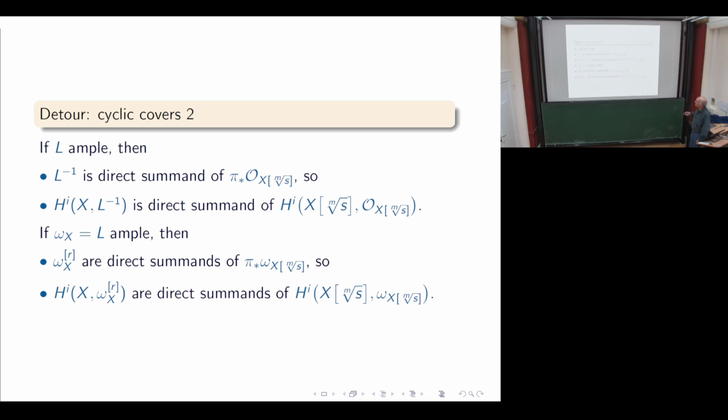So, and then similarly, if omega X happens to be ample, then the cohomology groups of the powers of omega are direct summands of the cohomology groups of omega itself in a cyclic cover. So that means that if I'm interested in negative powers of ample line bundles, or in the powers of omega X, I can just pass from X to the cyclic cover, and if I can prove something there about the structure sheaf or about the dualizing sheaf, then downstairs I get information for all ample line bundles, negative powers, or about all the powers of omega, the cohomology groups.